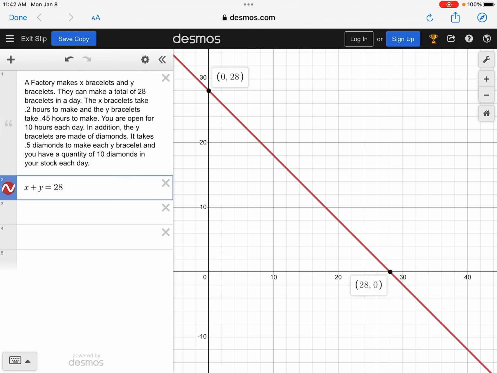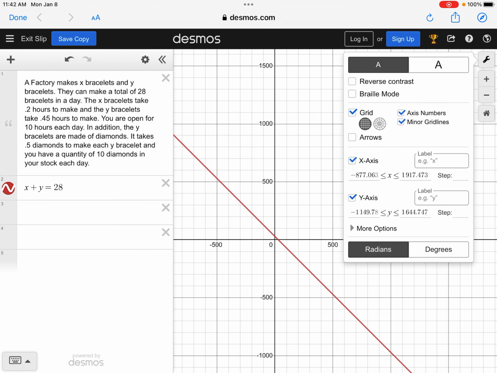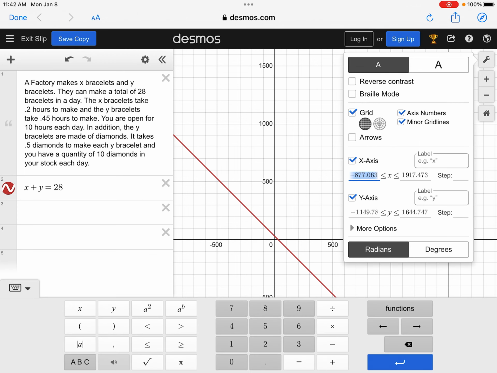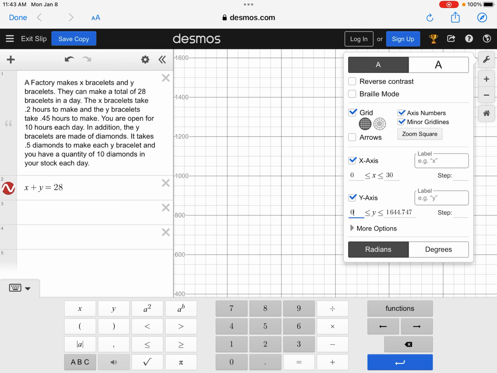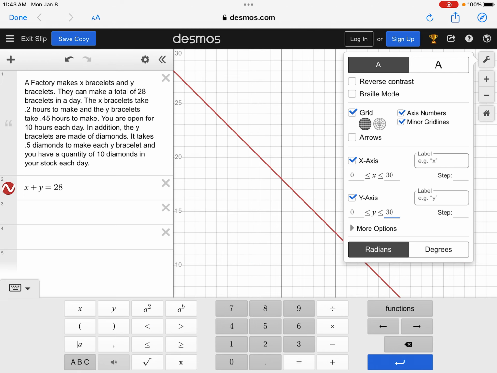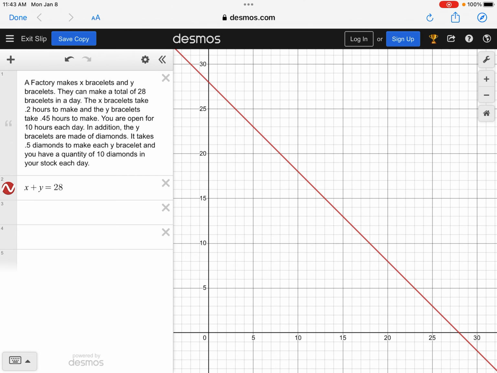And as you see here, my window is set up. If I get where my window is really far out, what I can do is click on this graph settings tab, and I can actually change these numbers to be from 0 until 30. And the y-axis can also be from 0 until 30. And you see, once you do that, your graph shows up and it looks very nice. It's very easy to see. So that's just a tool for us to use if we need to use that.